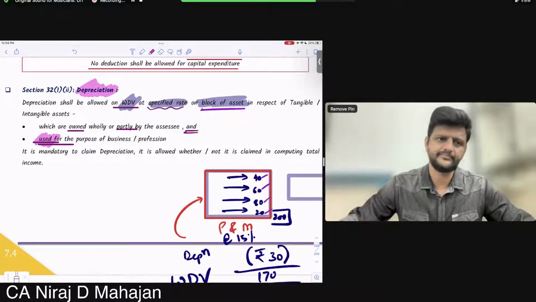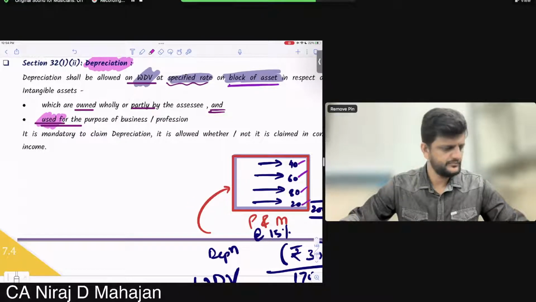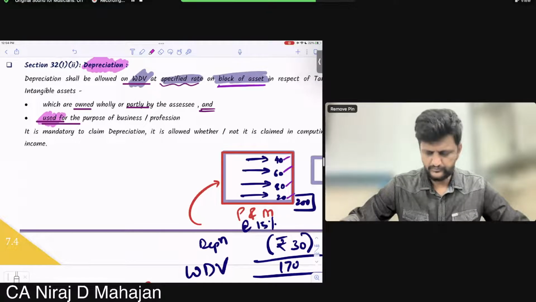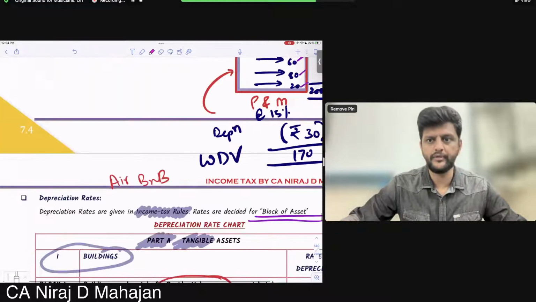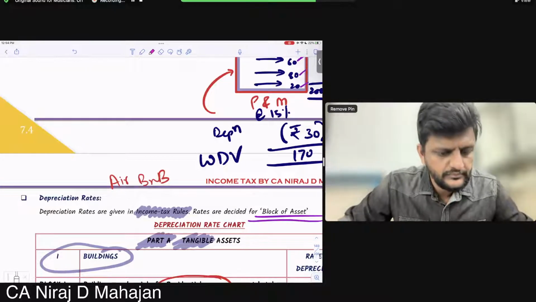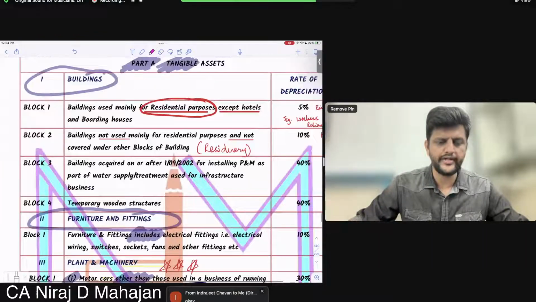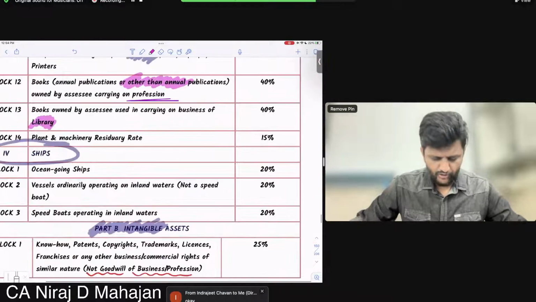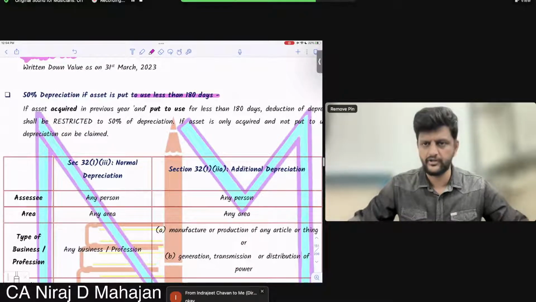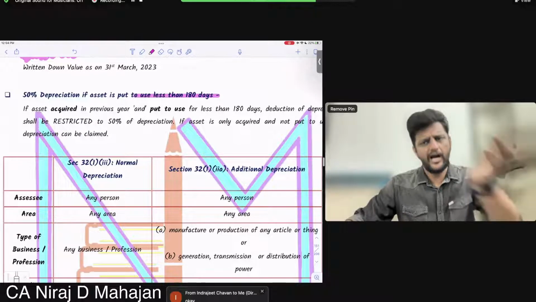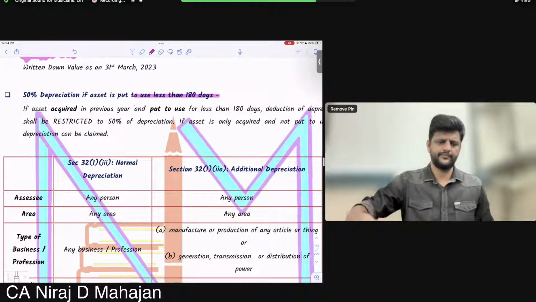Is it clear till here? Should I go ahead, everybody? So, if it is used, only then will you get the depreciation. Now, if it is used for less than 180 days, that means less than 6 months, less than half year, then you will not get full depreciation for the year, you will get half depreciation. Logically correct? Tell me, everybody.